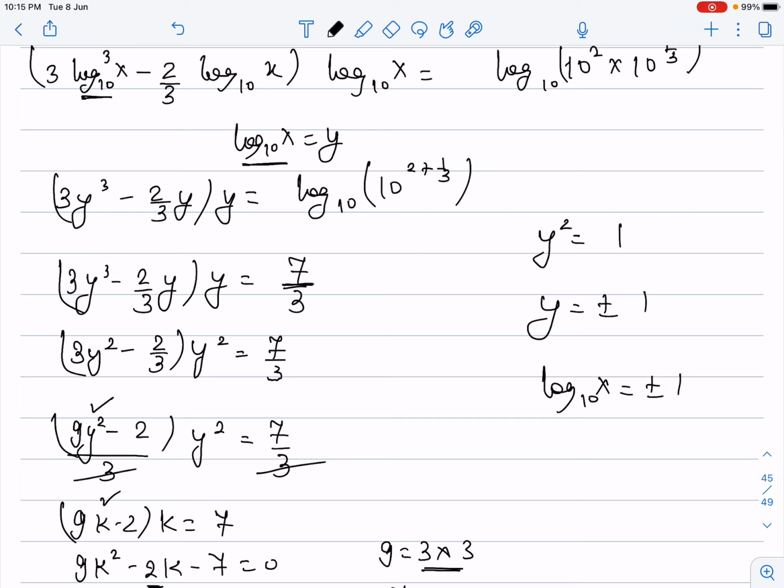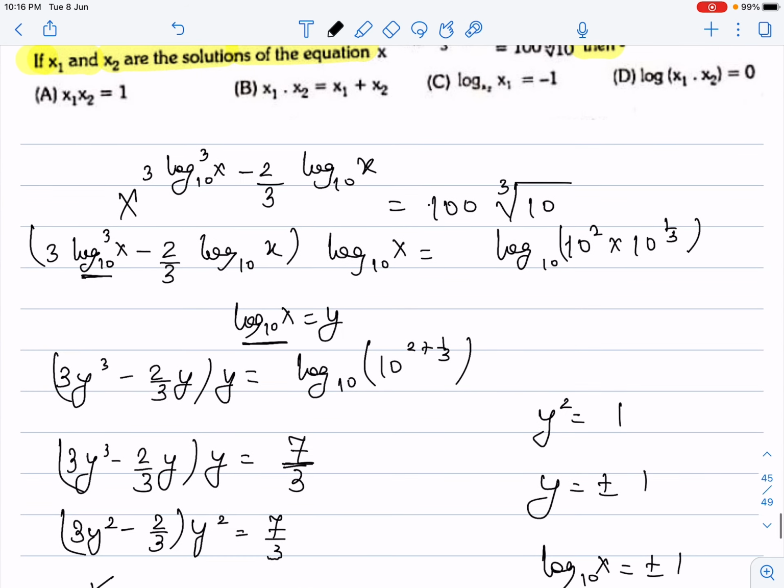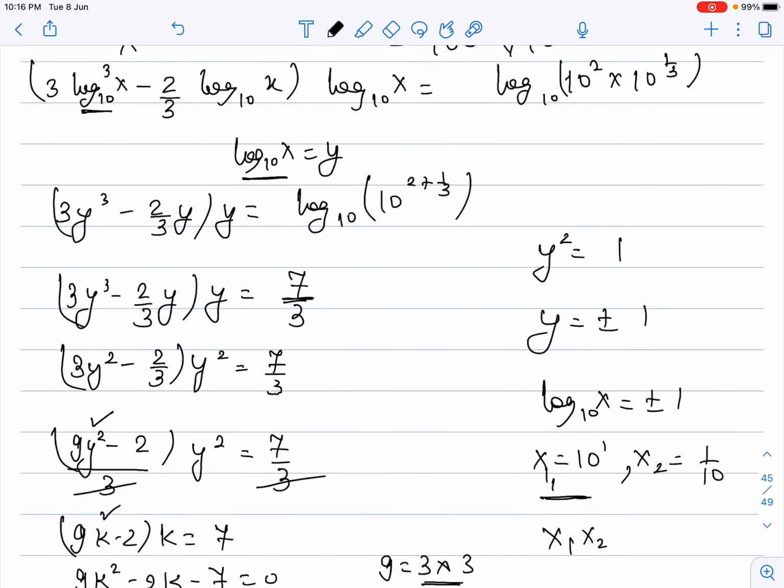So one value of x I will get is 10 to the power 1, this is x1 let us assume. The other value, x2, I will get is 1 upon 10. Hope you got my point. So what values are given? x1 into x2 will definitely become 1. x1 into x2 becomes 1 over here.